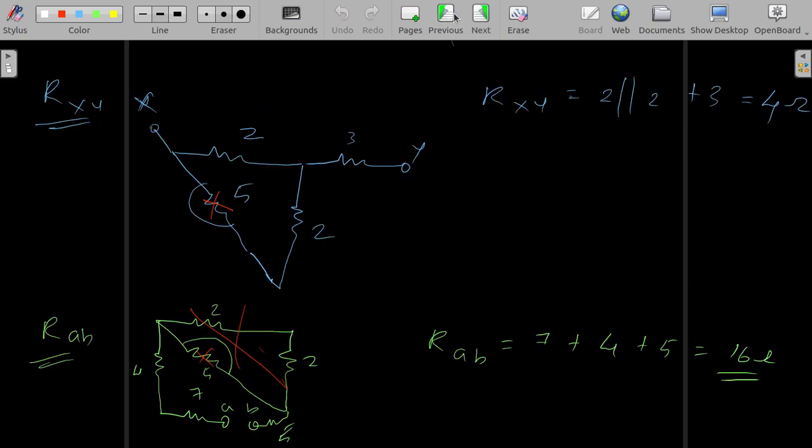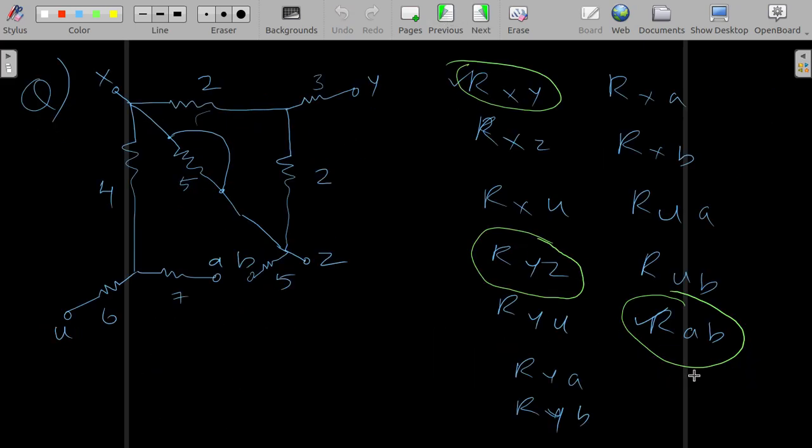Okay. So we did these three, R_XY, R_YZ and R_AB. So I'm just pointing out the homework here. R_XZ, these two, whichever is marked using the red arrow, that is homework.